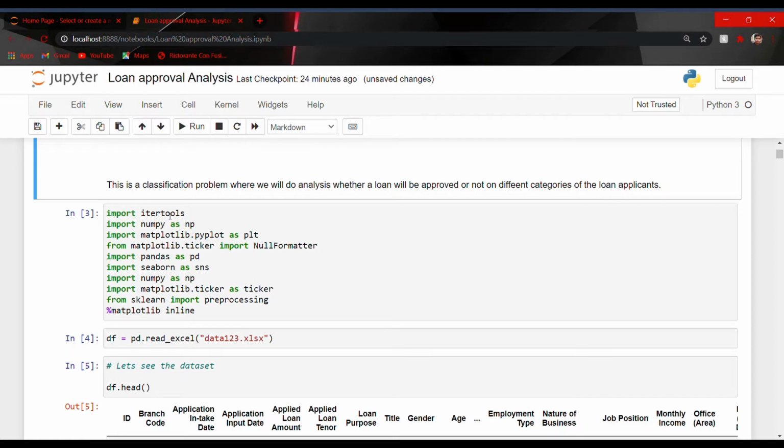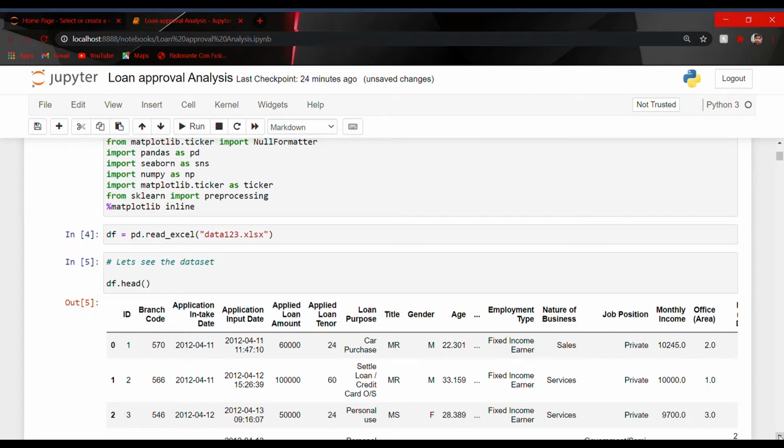So basically, NumPy is used for mathematical calculation. Matplotlib is used for data visualization. Pandas is used for data cleaning and working with our data set. Seaborn is also used for data visualization.